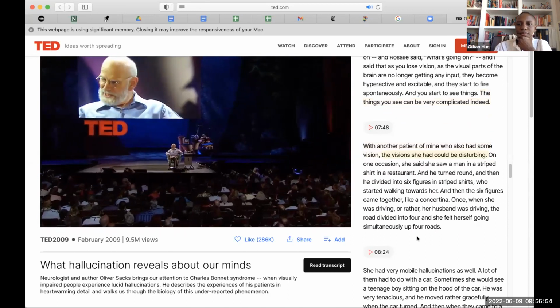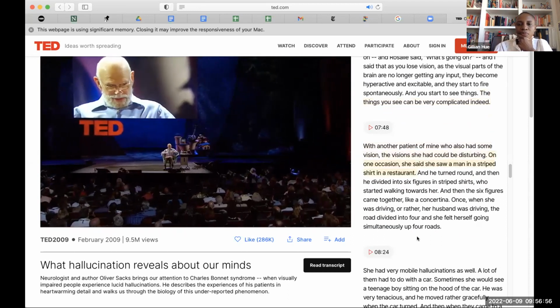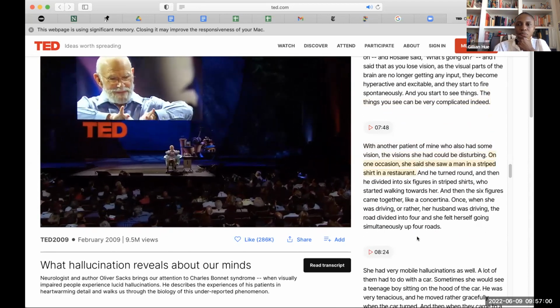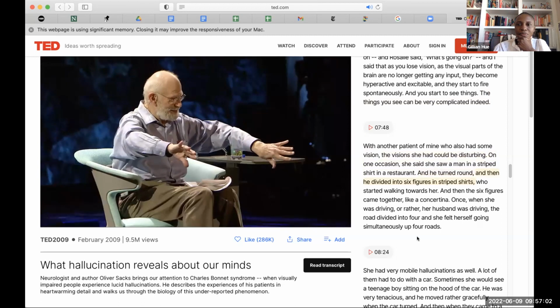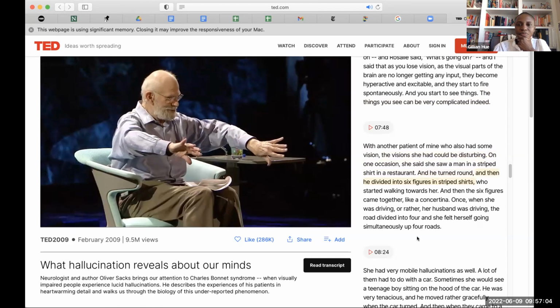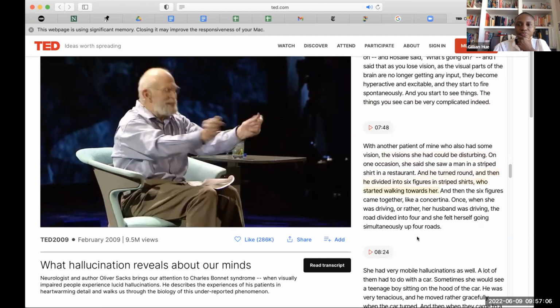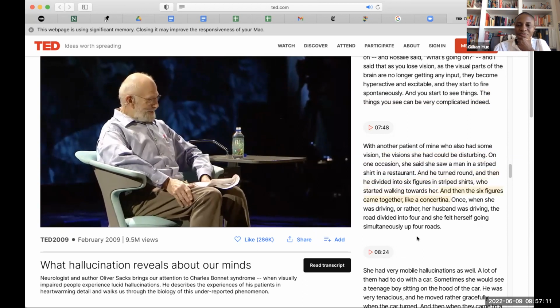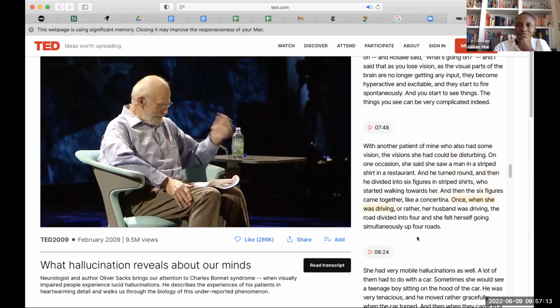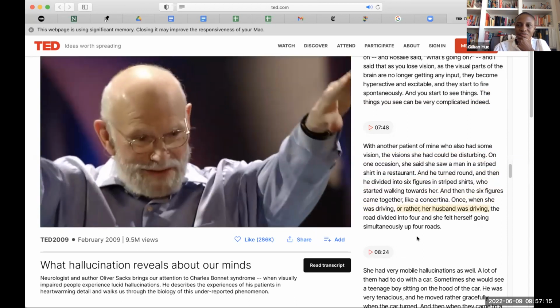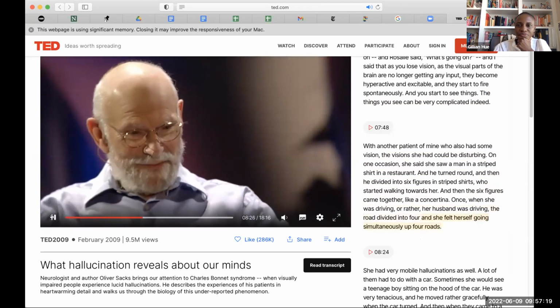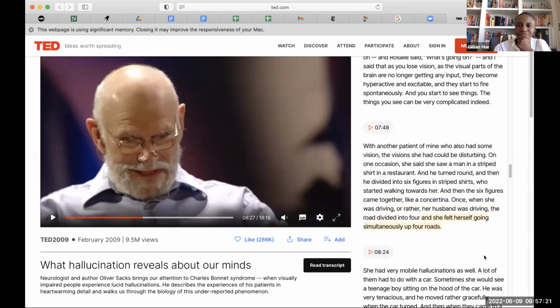On one occasion, she said she saw a man in a striped shirt in a restaurant, and he turned round and then he divided into 6 figures in striped shirts who started walking towards her, and then the 6 figures came together like a concertina. Once when she was driving, or rather her husband was driving, the road divided into 4, and she felt herself going simultaneously up 4 roads.